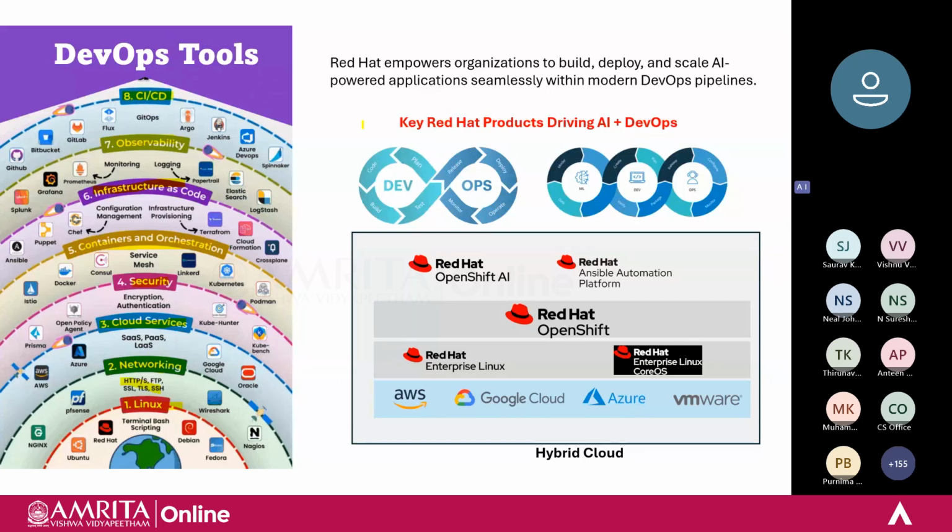Now, how does Red Hat empower organizations, right? So as I told you, DevOps needs Kubernetes, right? So again, Kubernetes is open source. In production, we are not supposed to use open source tools. Open source tools are the tools which don't have any support, because these are built by the community, right? So you cannot use that in production because there is no accountability.